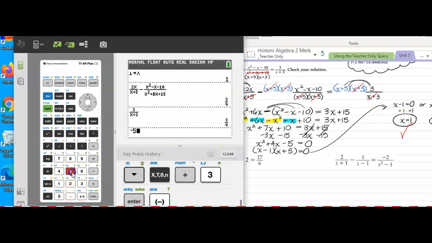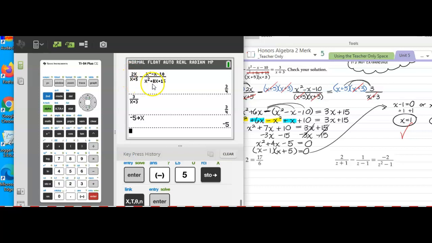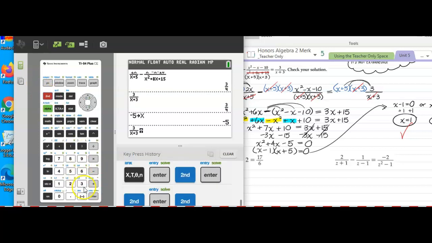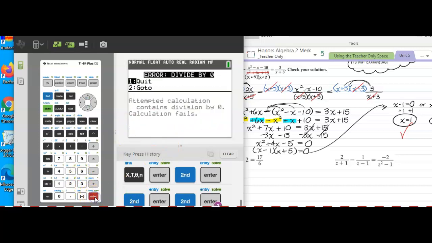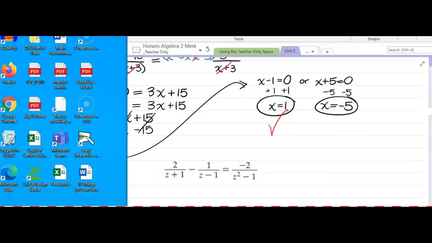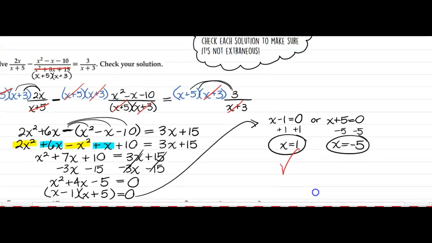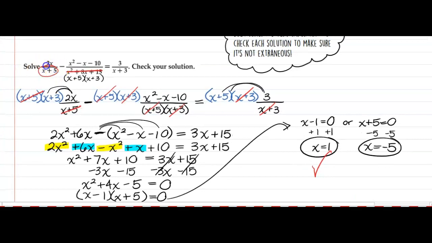I'm going to type negative 5, store x, enter. Now that was great fun to type all of this earlier, but I don't want to do it again. It's the same thing, so I'm going to press second enter, second enter, second enter, until I see it appear, and then I'll hit enter. And it says, error, you're trying to divide by 0. If we look at it closer, bring this back into our view here. If I make x equal negative 5, this denominator is 0, and that's never allowed. So this solution is extraneous.